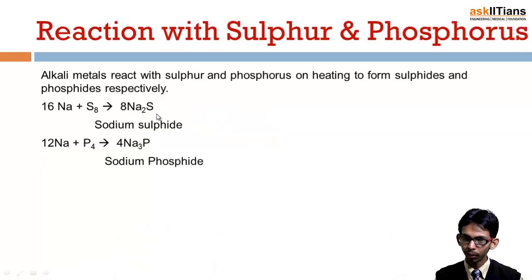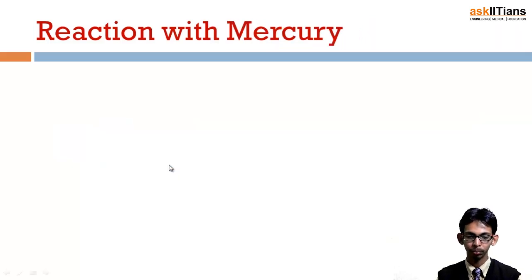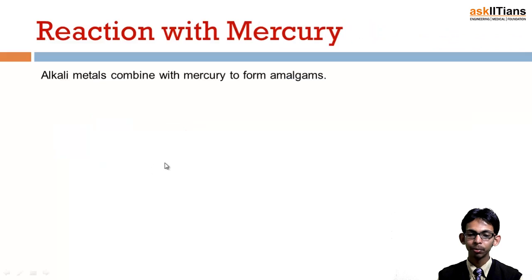Now, reaction with sulfur and phosphorus. Alkali metals react with sulfur and phosphorus on heating to form sulfides and phosphides respectively. This is the general reaction of sodium with sulfur: sodium sulfide is formed. And this is the reaction with phosphorus: sodium phosphide is formed.